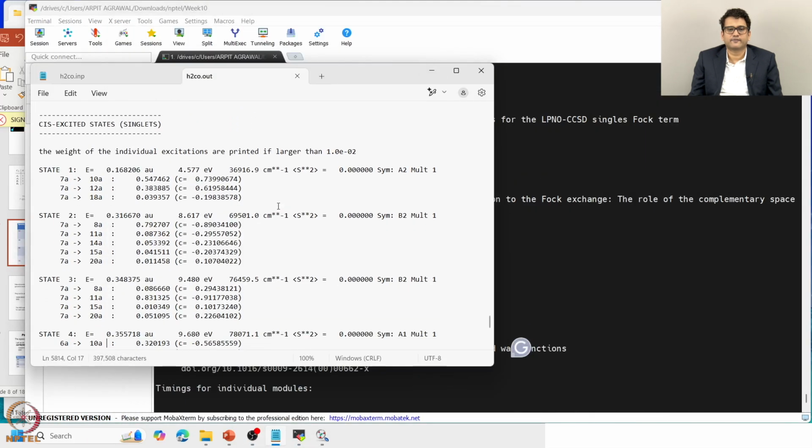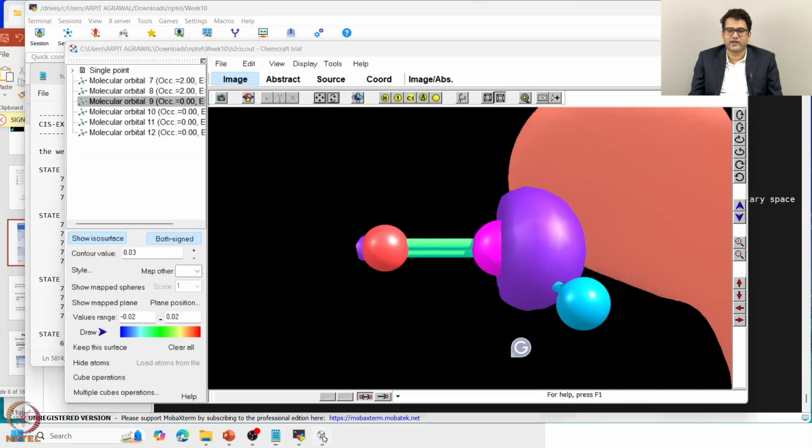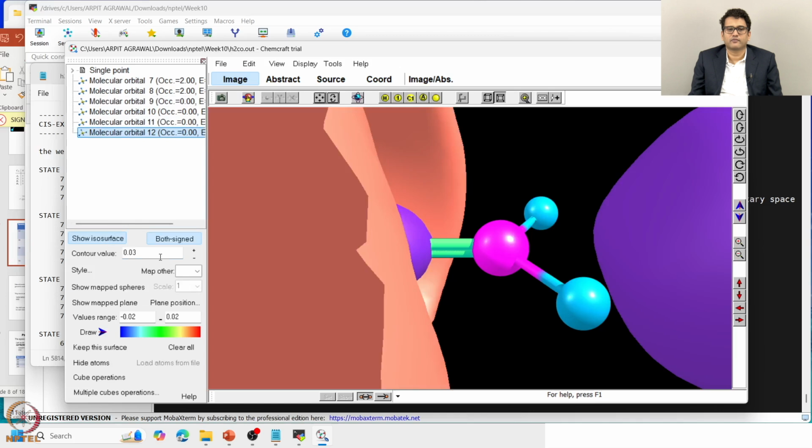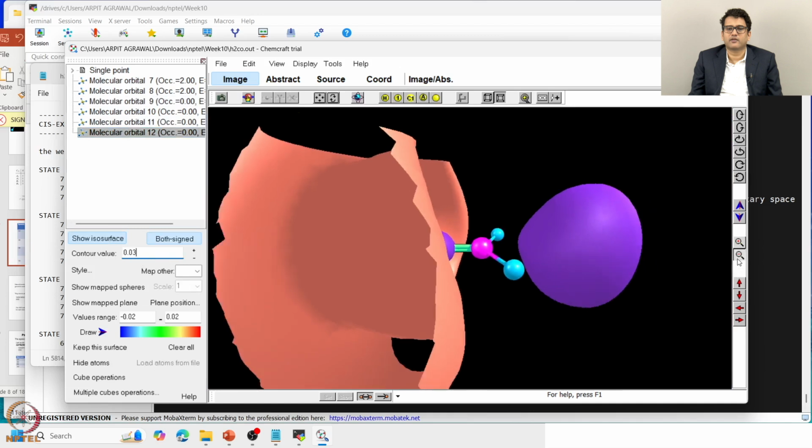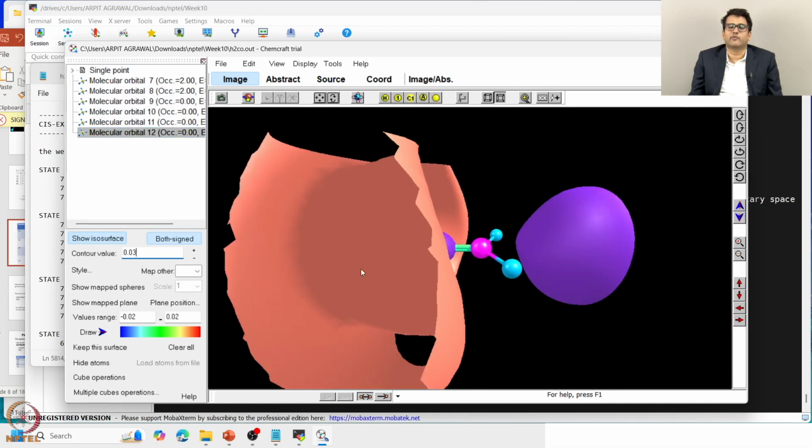Look at the third state, it is 7A to 11A, the dominant transition. So, it is LUMO plus 3, 7 we have already seen, that is non-bonding. So, this is LUMO plus 1, LUMO plus 2, LUMO plus 3. And here also if I reduce the zoom a little bit, this is also a Rydberg kind of state, but this is a P kind of Rydberg state. And here also it will require much more basis set.